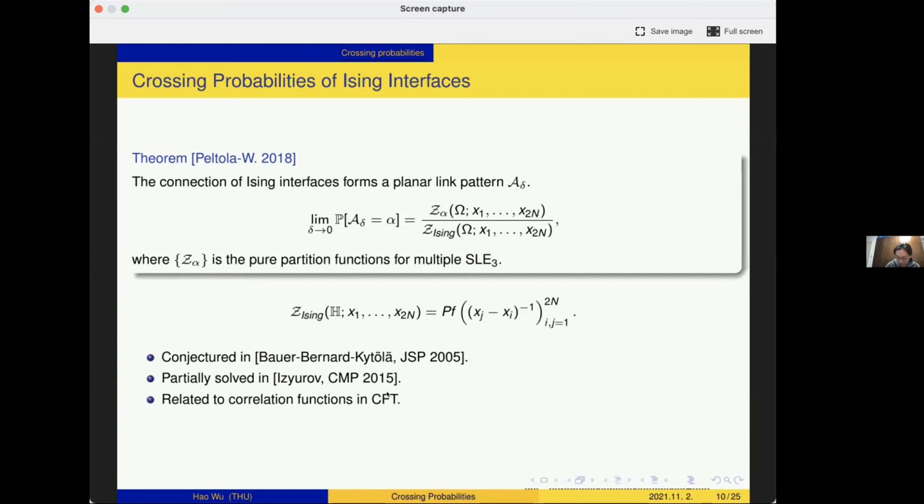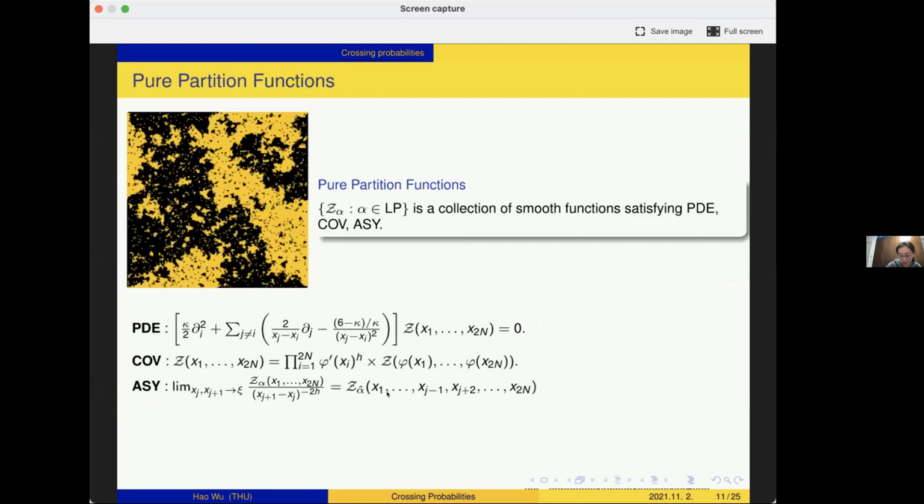And here we can also see that, in fact, both the denominator and the numerator are related to the correlation functions in conformal field theory. Okay, now I'm ready to give you the definition of pure partition functions. What are these Z alpha? Z alpha, by definition, is a collection of smooth functions satisfying the following 3 properties. The first one is that it has to satisfy 2n PDEs. So this function has 2n variables, and we have 2n second order PDEs.